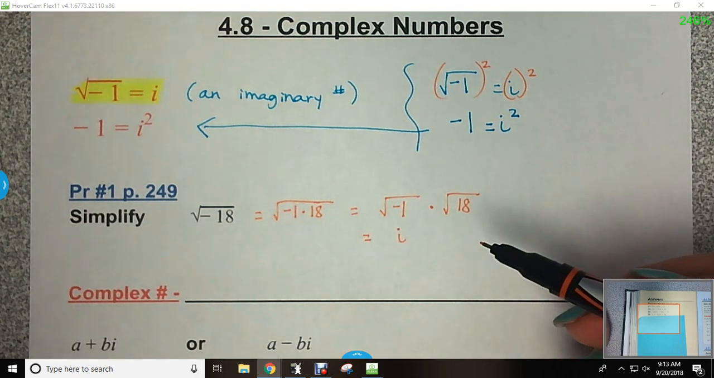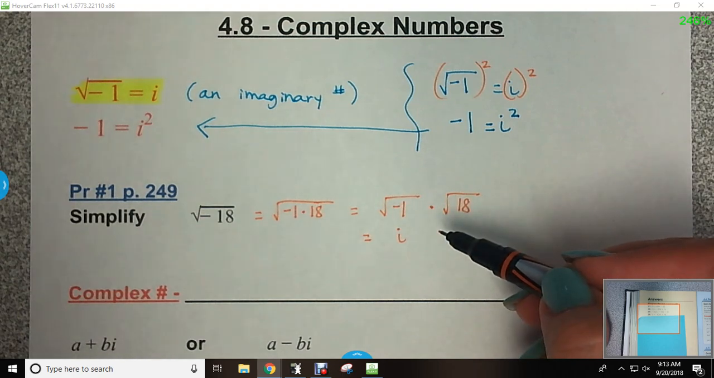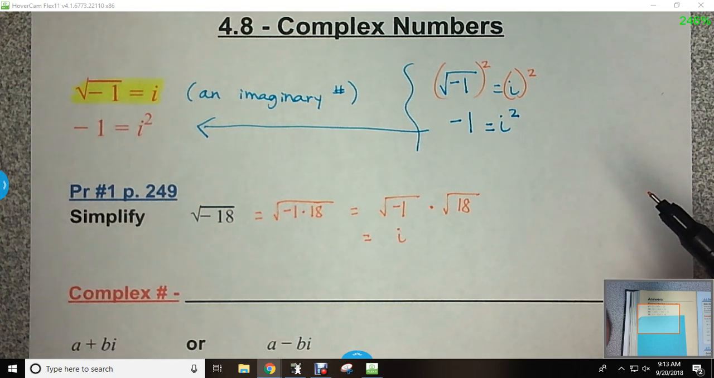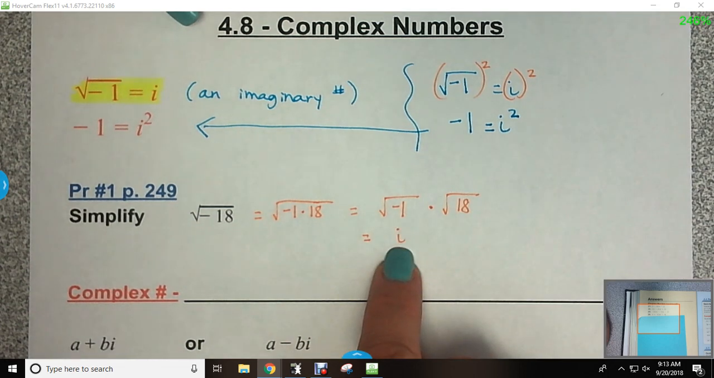And notice my i's are a little script i. It's got a hook on the bottom of it. And that's because if you don't and you can't see your dot, it looks like a 1. Okay, and it's important that we know it's an imaginary number. So square root of -1 is i.